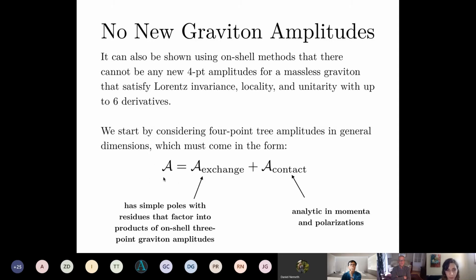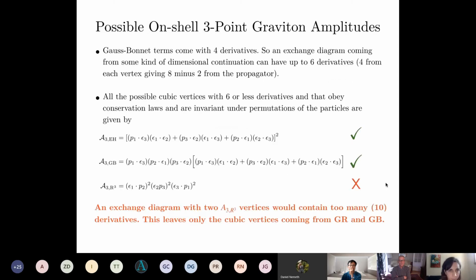And so your amplitude will come in this form, which will be exchange terms plus contact terms. The exchange terms will have simple poles with residues that factor into products of on-shell 3-point amplitudes. And the contact terms need to be analytic in momenta and polarizations. So the Gauss-Bonnet term comes with 4 derivatives. So an exchange diagram coming from some kind of dimensional continuation can have up to 6 derivatives.